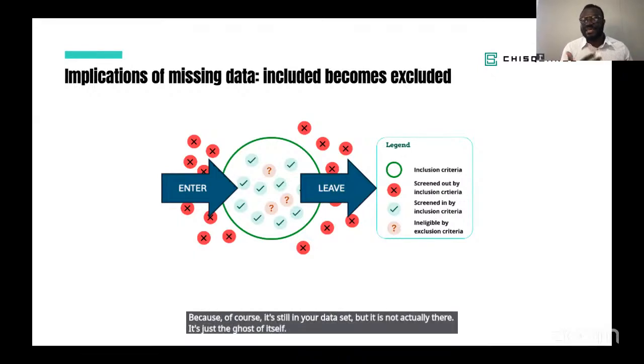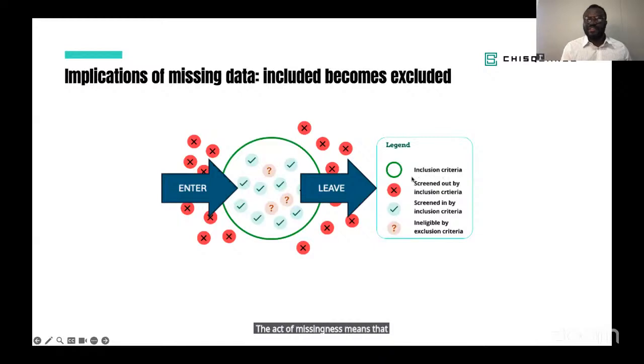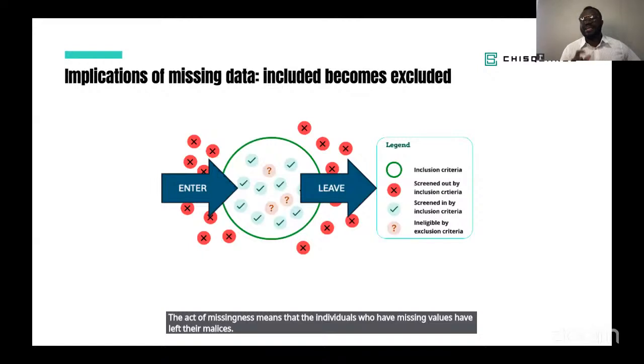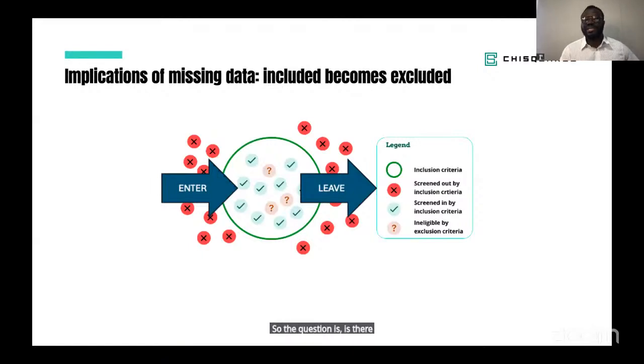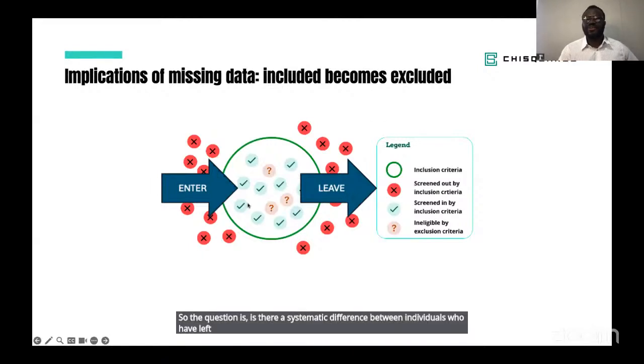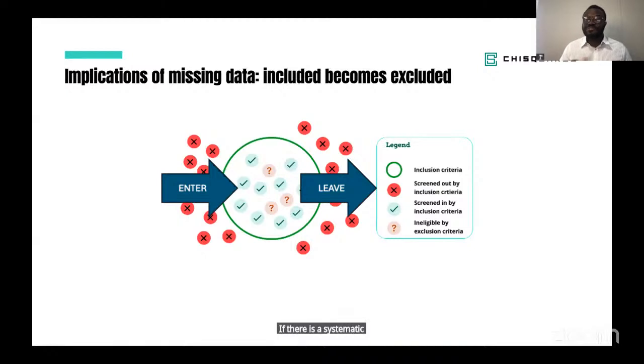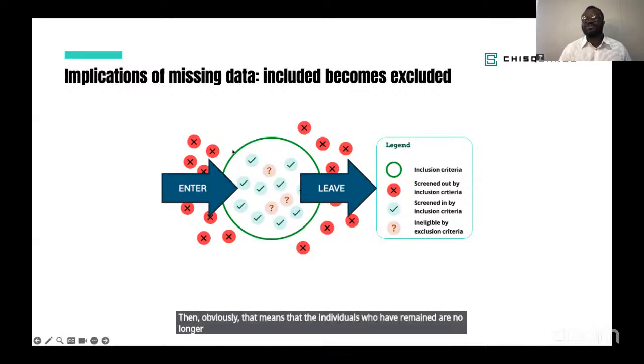The act of missingness means that the individuals who have missing values have left the analysis. So the question is, is there a systematic difference between individuals who have left and those who are remaining? That is the crux of the issue. If there is a systematic difference between those who left and those who stayed, then obviously that means that the individuals who have remained are no longer generalizable to those who have left or to the general population overall.